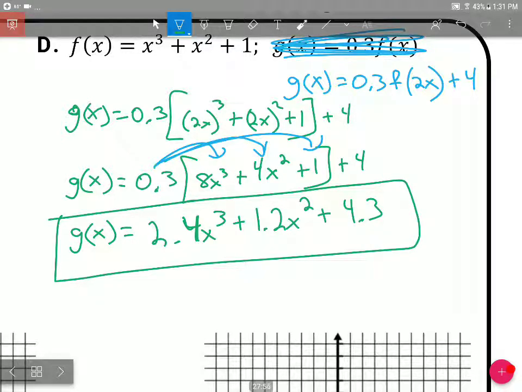The resultant function. Cool? All right. I want to do at least one like this so you don't get lost. There's always going to be a couple people that go, what? All right. Next page.